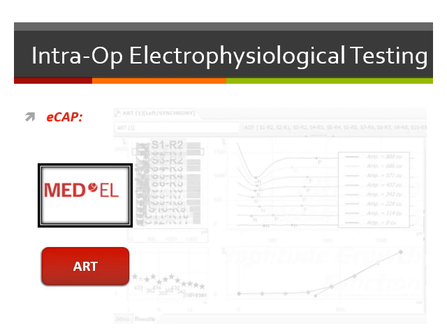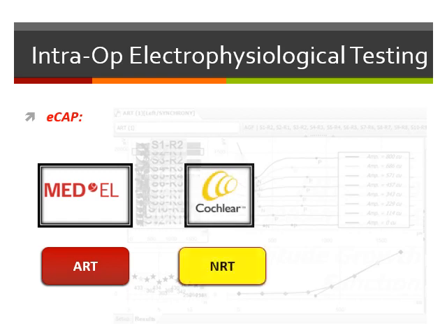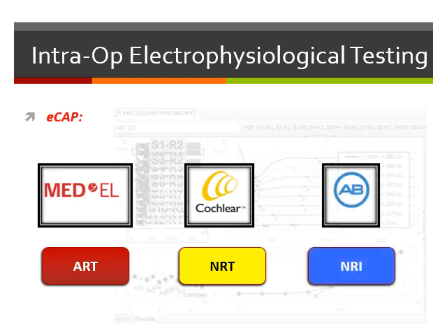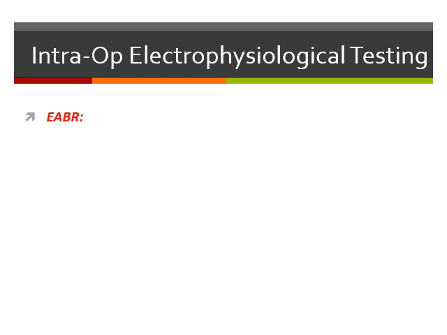This basic function, the ECAP, is usually what they call ART. This is for auditory response telemetry. For Cochlear, they call it NRT, neural response telemetry. And for Advanced Bionics, they call it NRI, or neural response imaging. All of them measure the same physical principle of the ECAP.